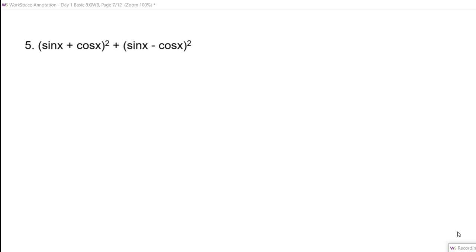Next one, number 5. We have a sum that needs to be squared. We have a difference that needs to be squared. Oftentimes, when most people try to square a binomial, they would just say that this would be sine squared plus cosine squared. That's wrong. So let's just refresh on a little bit of Algebra 1.